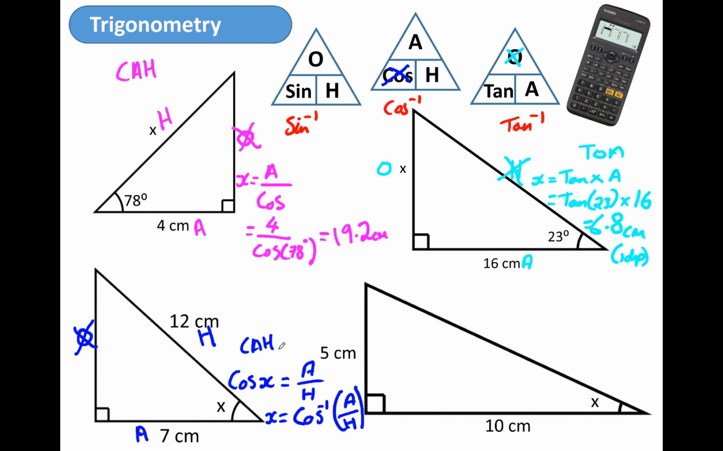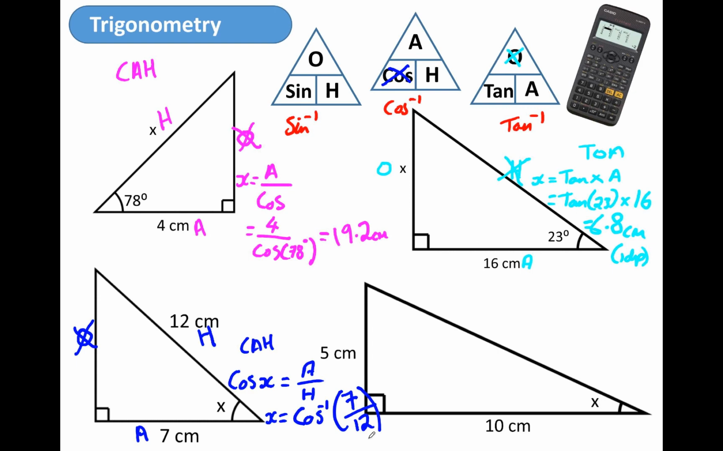And you'll find that on your calculator, if you press shift, you should be able to get cos to the minus 1. What I actually need to put into it is cos to the minus 1 of A over H. Now A is 7 and H is 12. So it's cos to the minus 1 of, inside the brackets, 7 divided by 12.